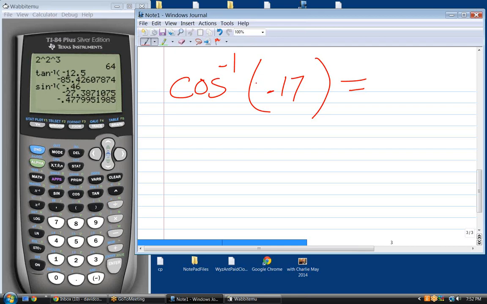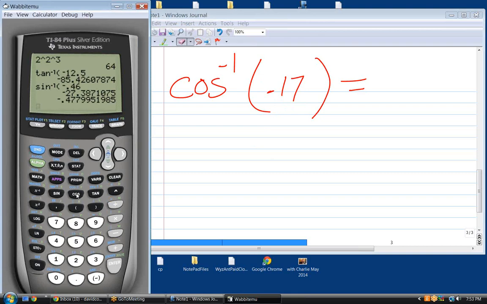If this was negative, what quadrant would we be finding our answer in? Fourth. No, cosine is positive in the fourth. So the principals for cosine are first and second. It's different than tangent and sine. Tangent and sine are first and fourth, but cosine is first and second. So if I have a negative answer, I'm going to have a second quadrant answer. If I have a positive, I'm going to get a first quadrant answer, and I'll show you.